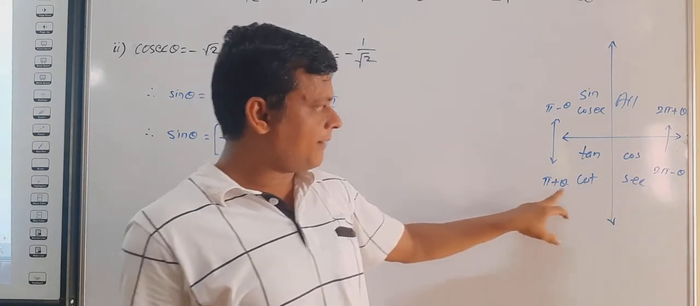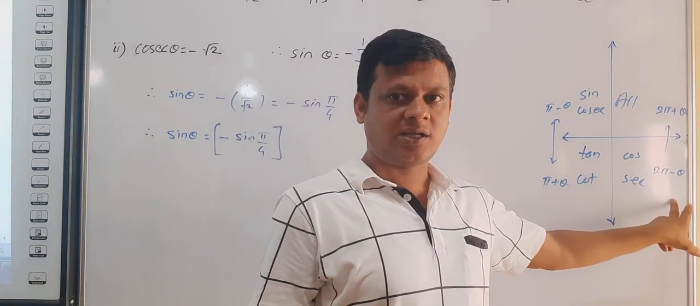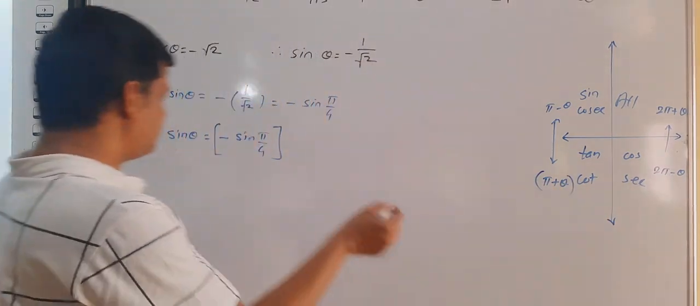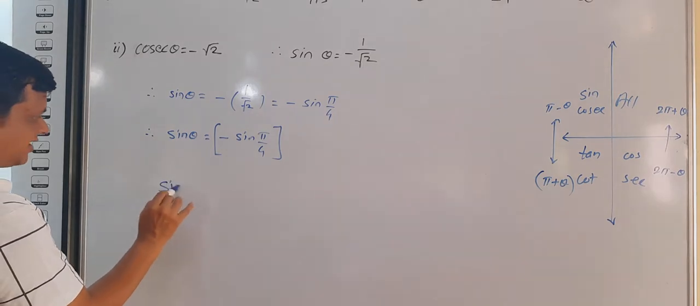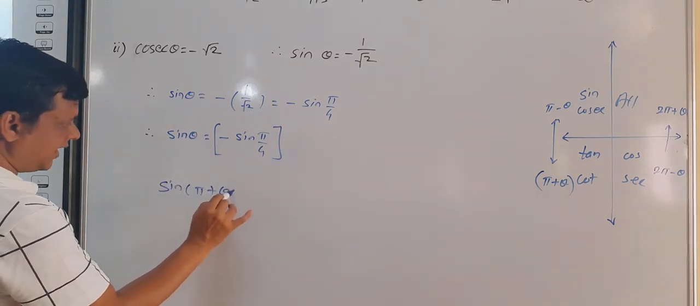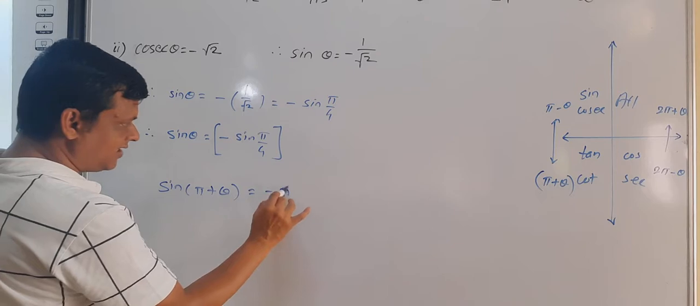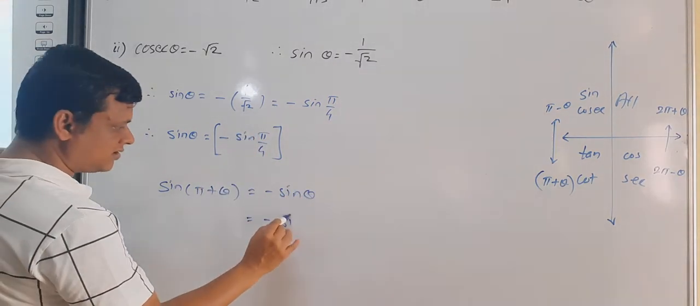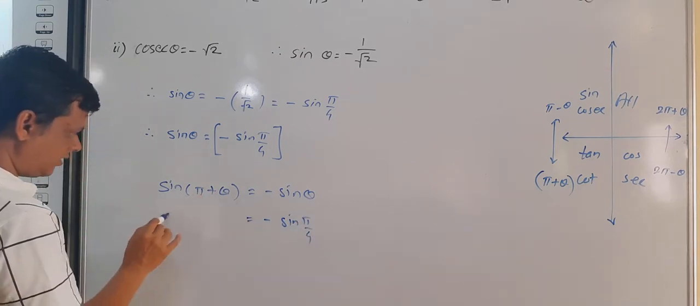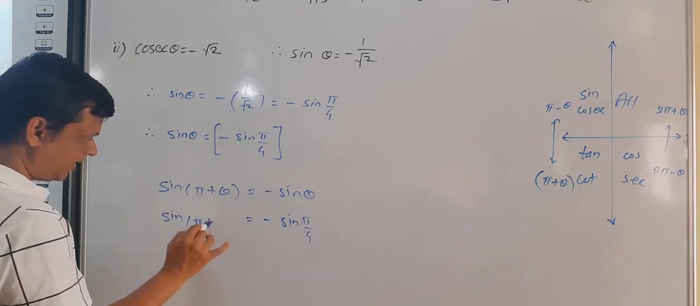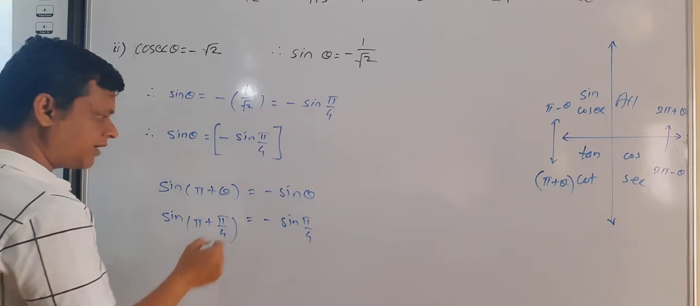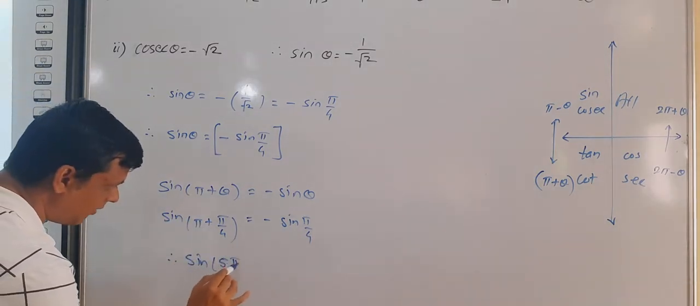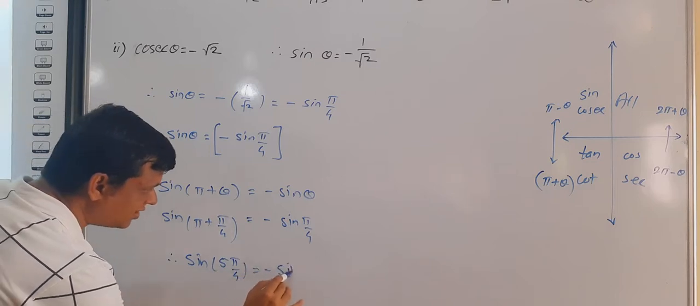That is the formula pi plus theta or 2 pi minus theta. So we take the formula pi plus theta. Using that, we know that sin of pi plus theta is equal to minus sin theta. Here in place of theta we have to replace pi by 4, so minus sin pi by 4. In the LHS also, pi plus pi by 4. So after cross multiplying we get sin 5 pi by 4 is equal to minus sin pi by 4.